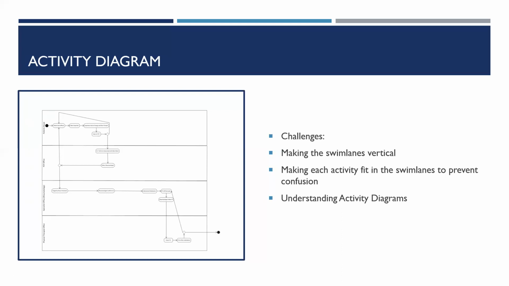And then I also just needed to make sure that the activities were in between the lines, because the swim lanes represent the location of where everything is or where the event is taking place. So if the activity is in between two swim lanes, then it will be a little bit confusing, especially if it's only supposed to be in one.